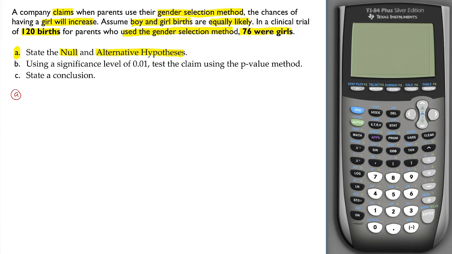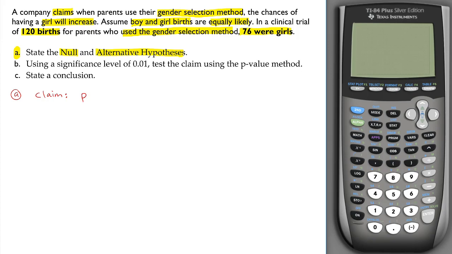in identifying the null and alternative is to identify the claim, to write the claim in symbolic form. So the first step in that is you have to ask yourself, what parameter are we dealing with? In this case, notice that we're dealing with a part of a whole. For example, we're looking at the part which are girls out of a whole number of births. Because this is a part of a whole, we're dealing with a proportion. So our claim is going to contain the notation for population proportion.